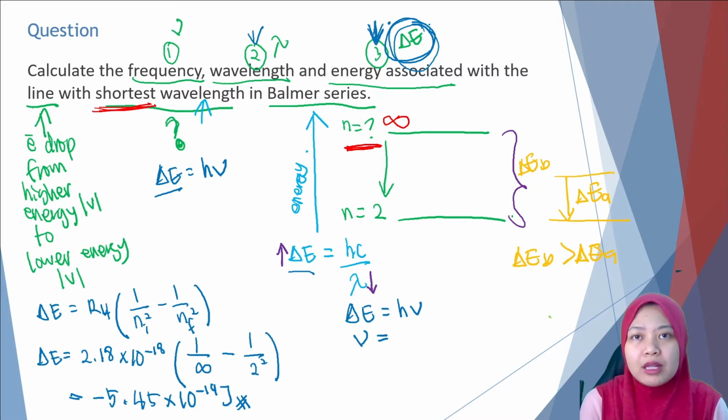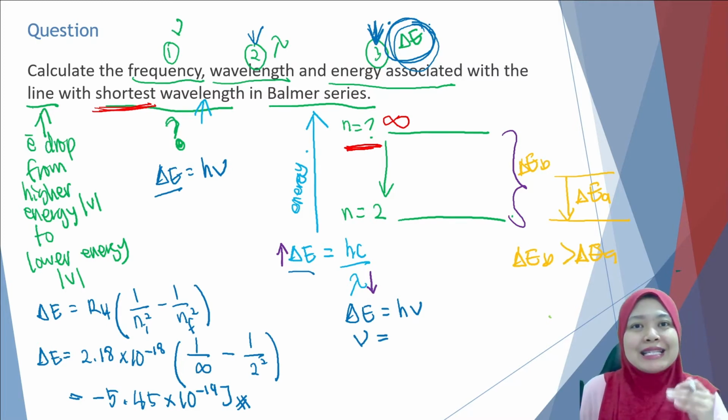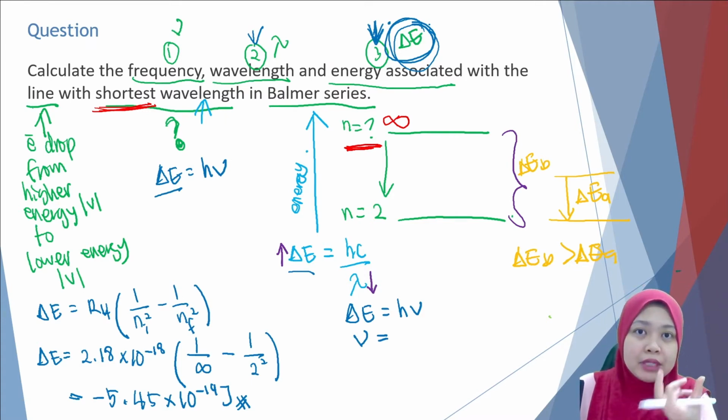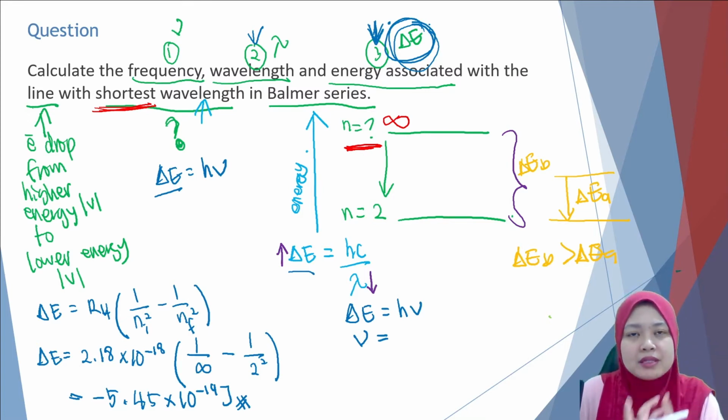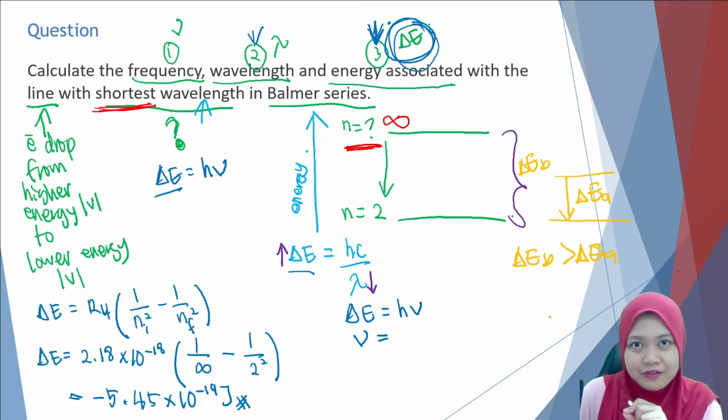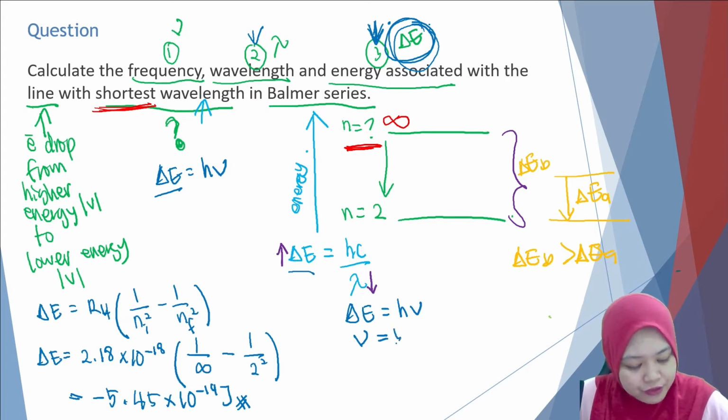When you want to substitute the delta E in this formula, no need to bring the negative value. It just represents energy release. It's a symbol. Negative represents energy release, positive represents energy absorbed. So when you want to use the value of delta E to calculate the frequency or wavelength, no need to bring the negative sign. So delta E is 5.45 exponent negative 19 joule here.